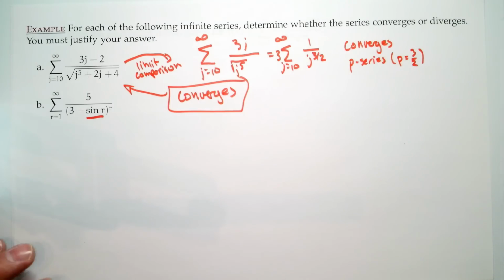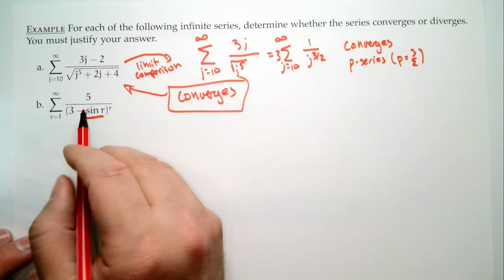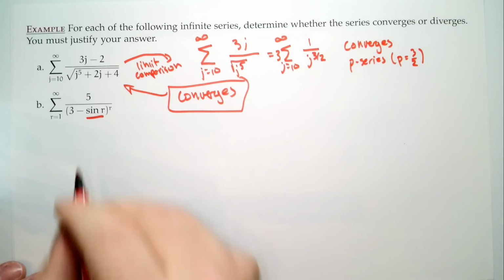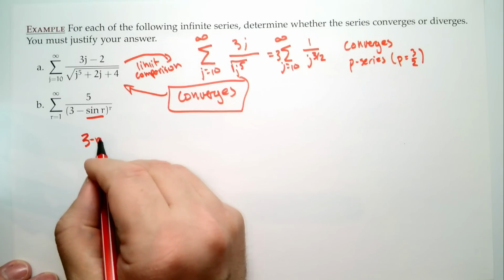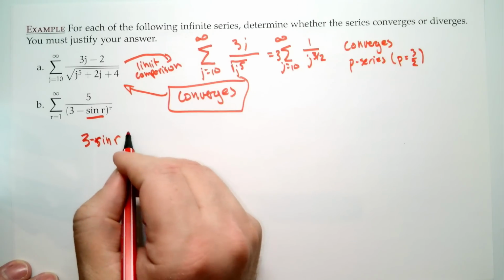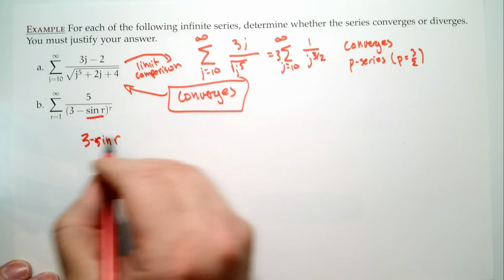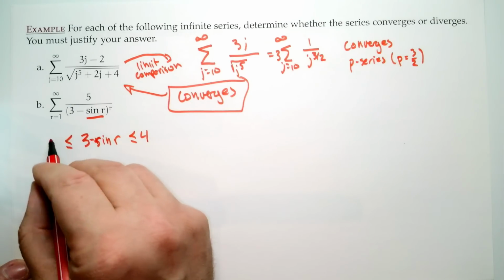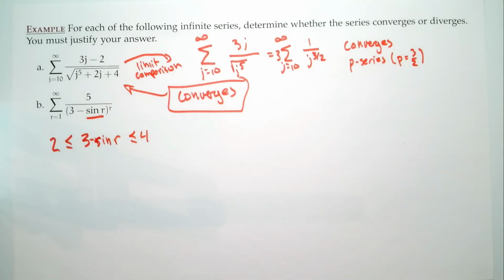However, what we can say is, let's think about it. It almost looks like geometric, except that it's something over a base to a power r. The 5 upstairs won't have any influence. It's just a constant. So what do we say? Well, 3 minus sine r is not arbitrary. It can't be huge. The most it can be is 4, and the least it can be is 2. So it's somewhere between 2 and 4.